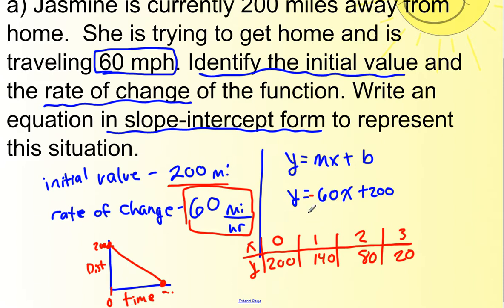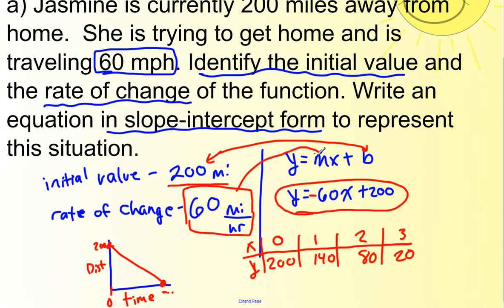That's why we need this negative, because her distance away from home is going down with each hour, not going up. So our change is a negative change. Our equation, our slope, our graph, our values are decreasing over time. So we need a negative rate of change. But that's it. We pretty much had it except for that negative sign, with the initial value being our y-intercept and our rate of change being our slope.